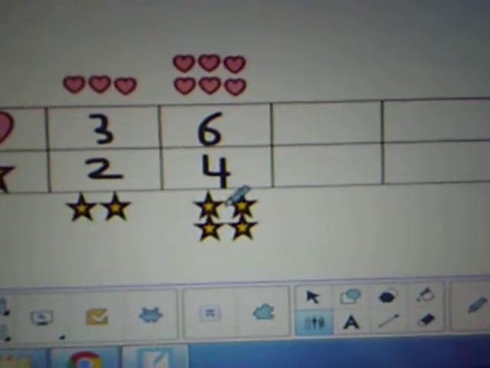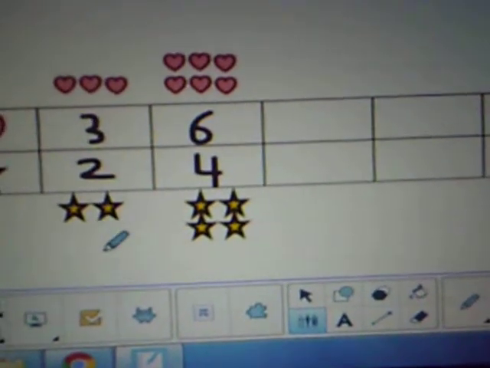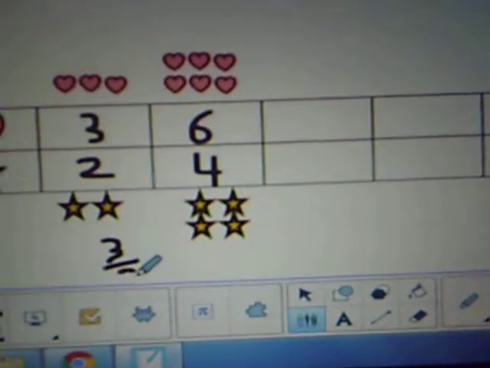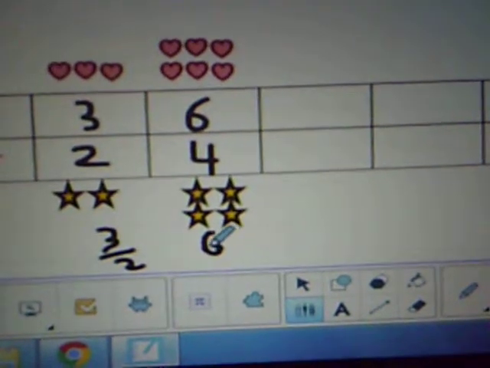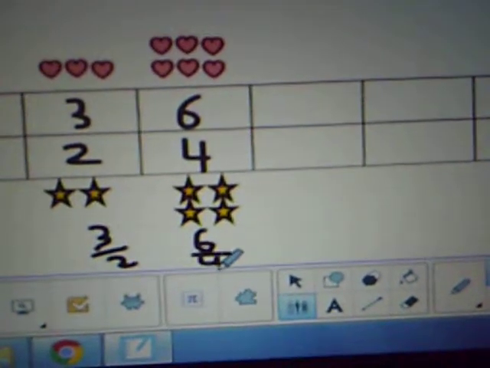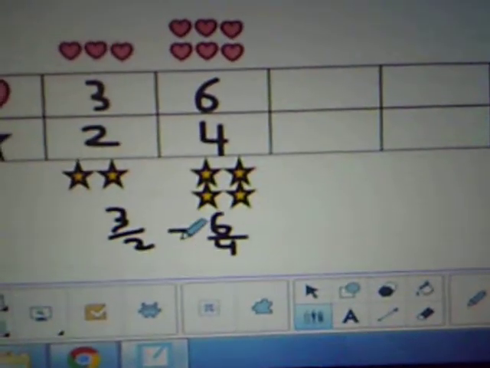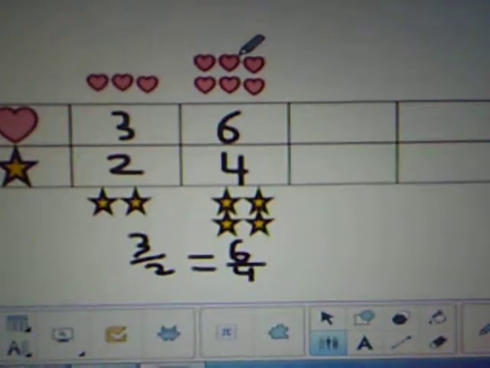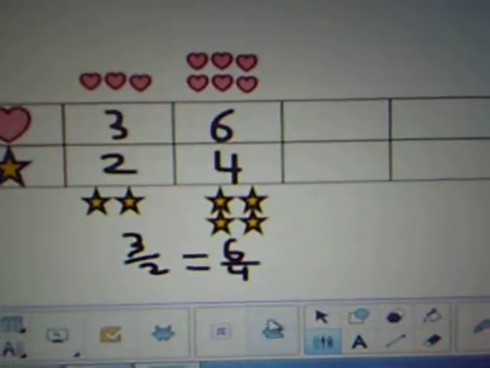So what we can say is that the ratio here, 6 to 4, is a ratio that's equal to 3 to 2. So far, we can say that the ratio of 3 to 2 is equal to the ratio 6 to 4. Okay? So we can say that so far these two ratios are equal because we kept the comparison the same. Every time we added 3 hearts, we added 2 stars with it because of the 3 and the 2.